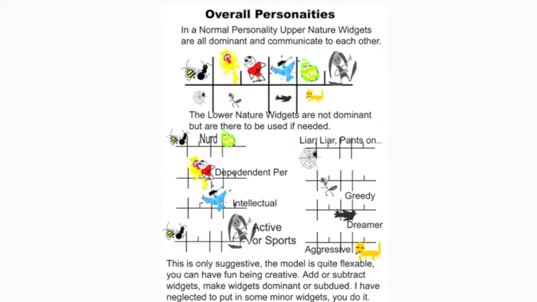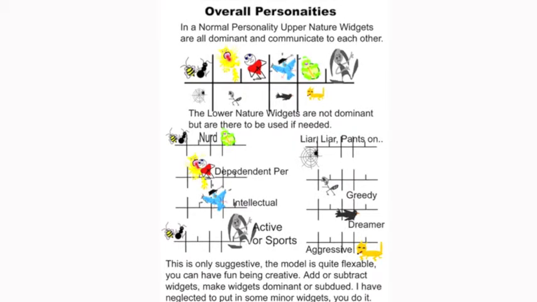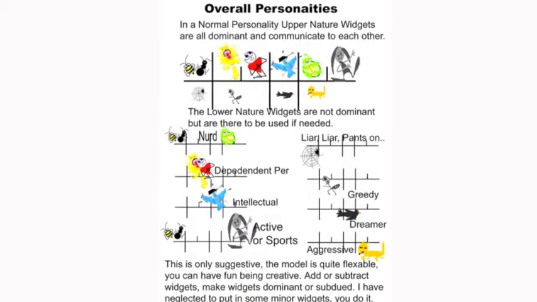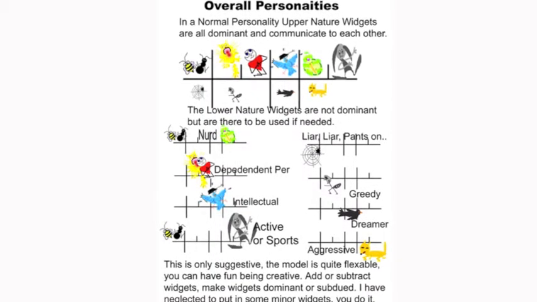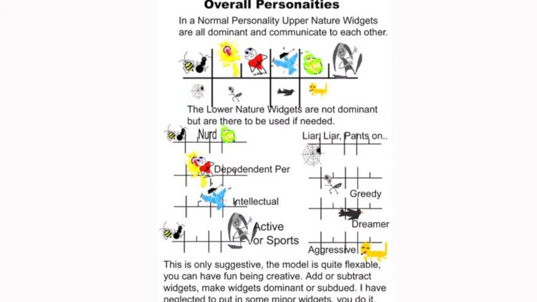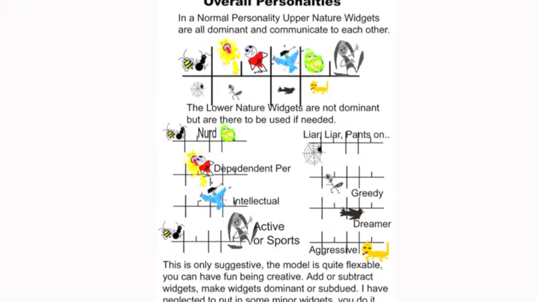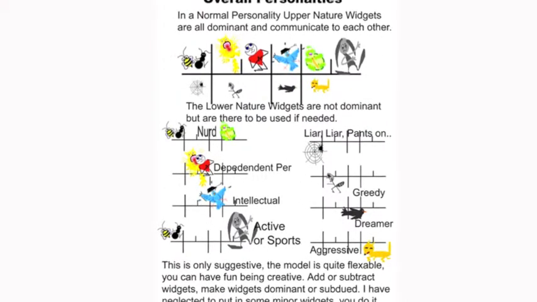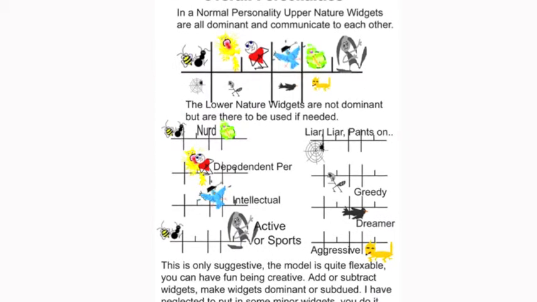In a normal personality, the upper nature widgets are all dominant and communicate to each other. The lower natures are not dominant, but they are there to be used if needed. Below, you see a nerd, a dependent person, an intellectual, an active person. On the right, we have liar, liar, pants on fire, a greedy person, a dreamer, and an aggressive person. I have not added the minor characters, but you can do so if you wish.